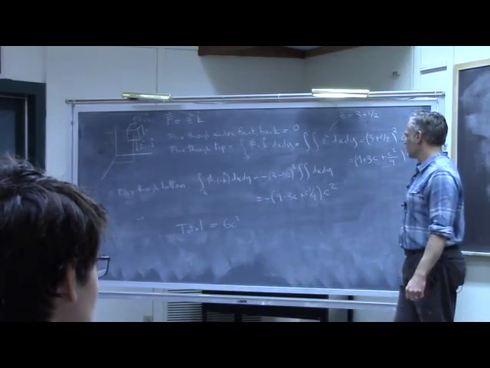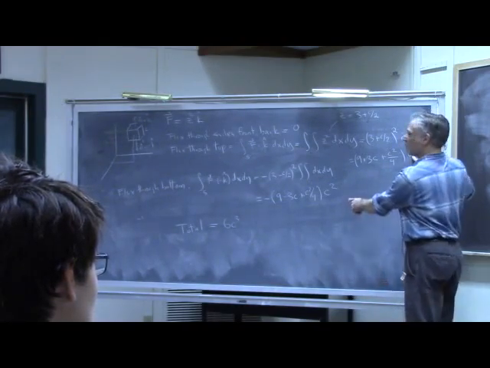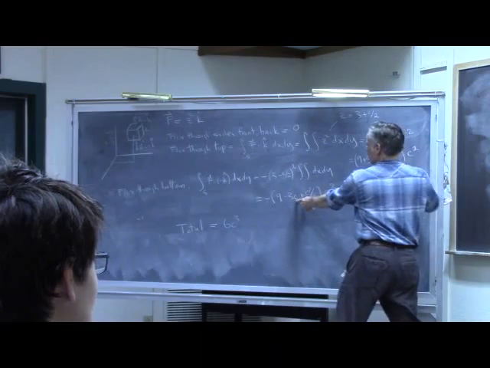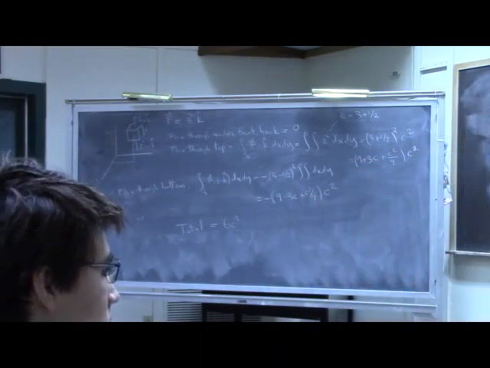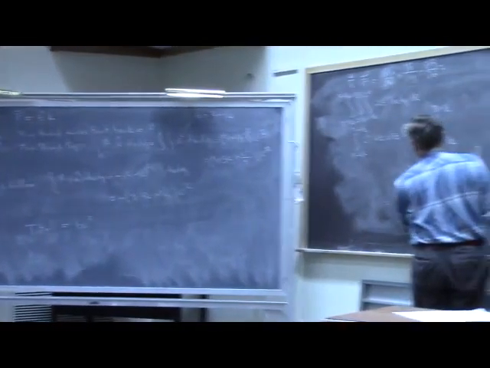Why did you get 6c cubed and not only 6c? Because there's a c and a c cubed. Yeah. Oh, yeah. Sorry. Yep.